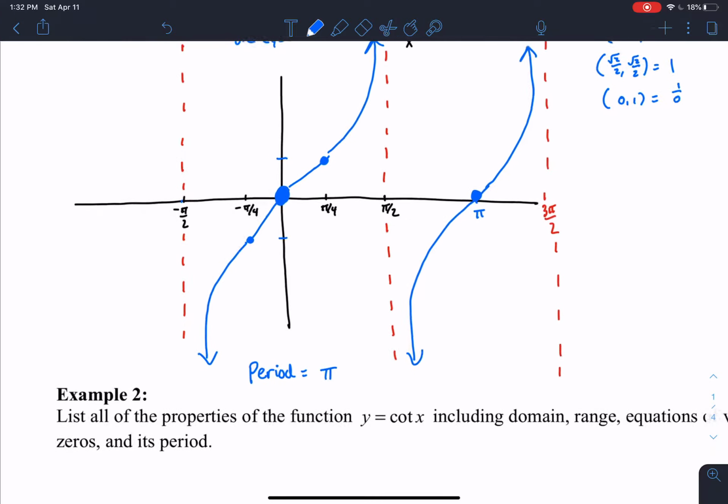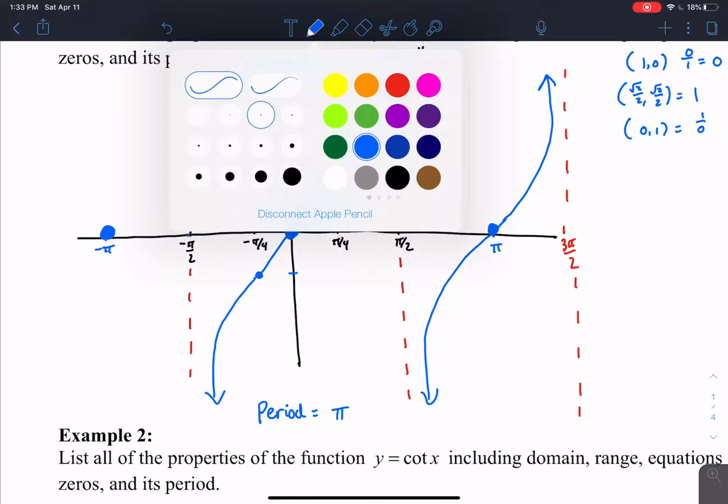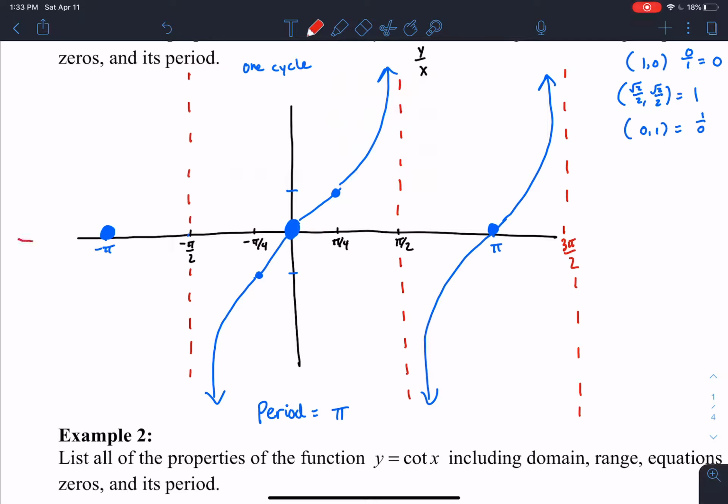All right, so if I wanted to go to the left now, that would be negative pi. That's 1 period away. That's going to put my first point. Okay, and then my next asymptote is going to be negative 3 pi over 2. Because again, that's 1 pi away from negative pi over 2.